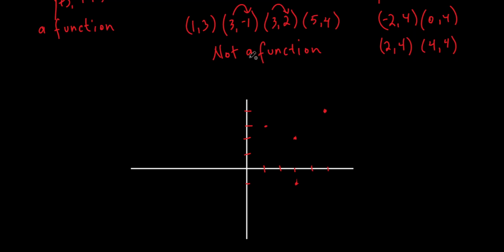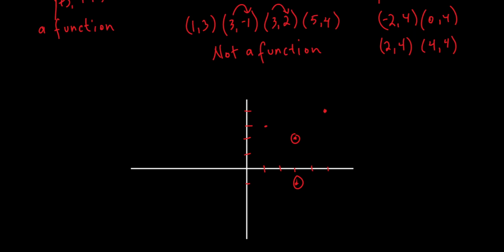Notice, what was the thing that did not make it a function? The 3, negative 1 and the 3, 2. Everybody see that? You see this one? There's your 3, negative 1. There's your 3, 2. Now, what is that? It's the same x, but it's different y's. Okay? You with me on that? So it's the same x, but it's two different y's.